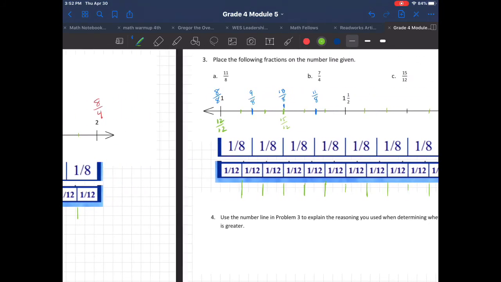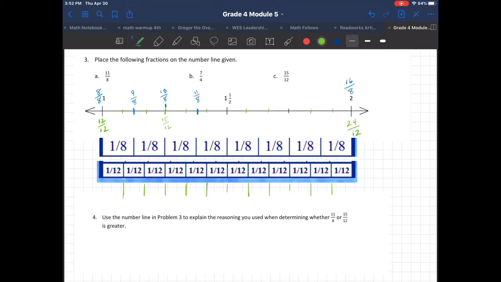Okay, number 4. It asks us to use that same number line, so I pasted it in again. Determine on the number line from problem 3, that's above, whether 11/8 or 15/12 is more. So here was 11/8 and here was 15/12, and we can see that 11/8 is more. 11/8 is greater than 15/12.